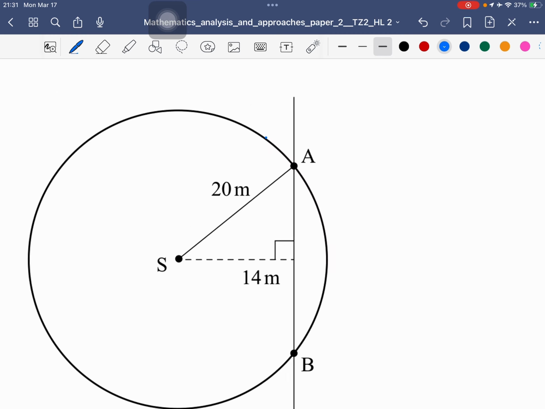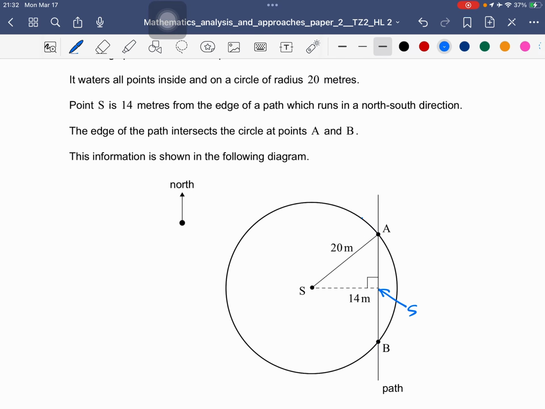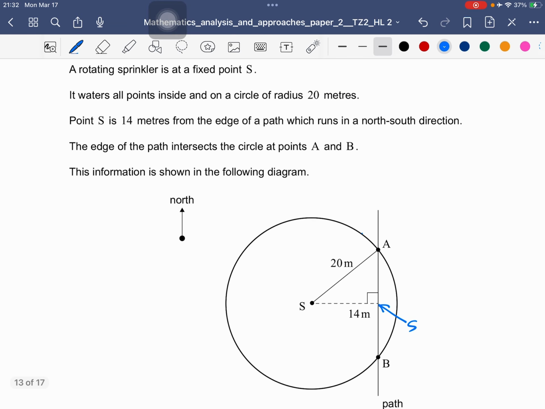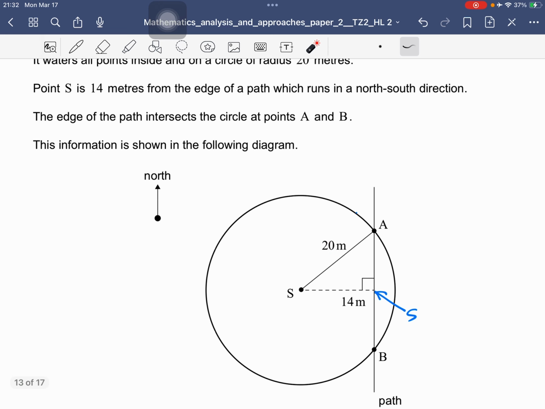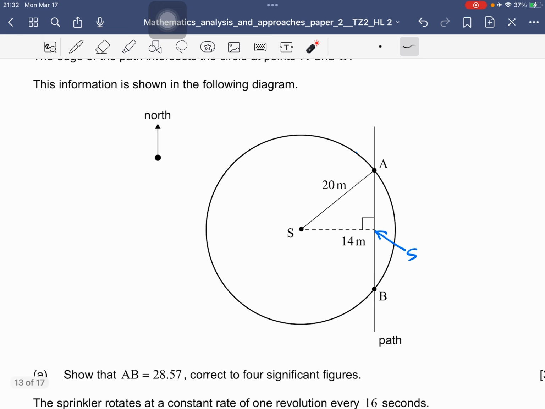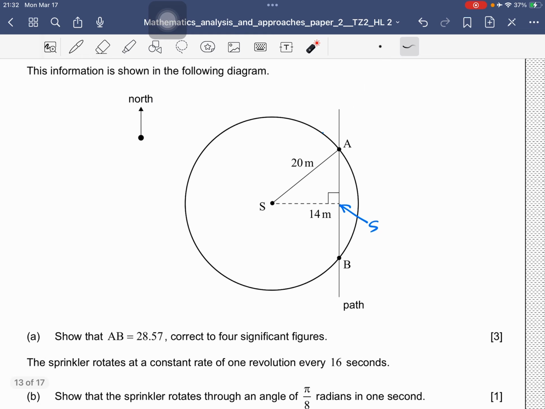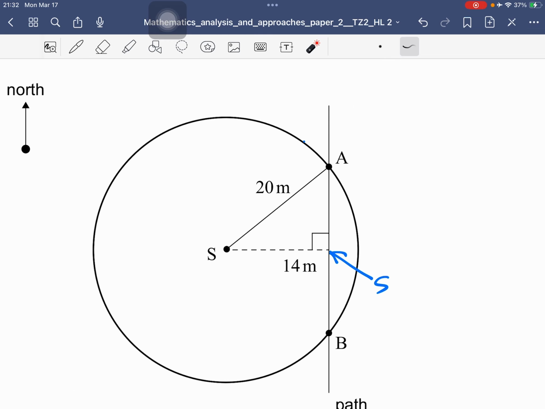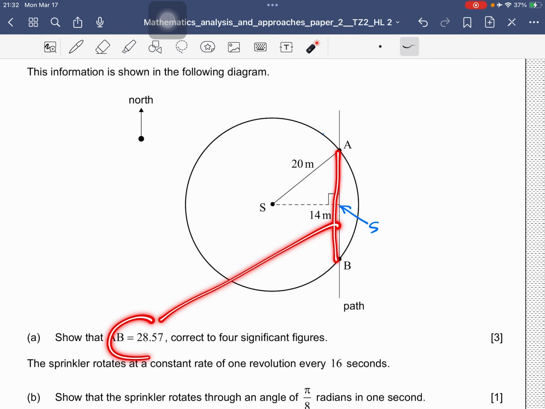So this must be the point S, right? There's a 20 meter circle here. Show that the distance AB, this chord line AB, is 28.57, correct to four significant figures. So you need to show this distance here becomes 28.57.